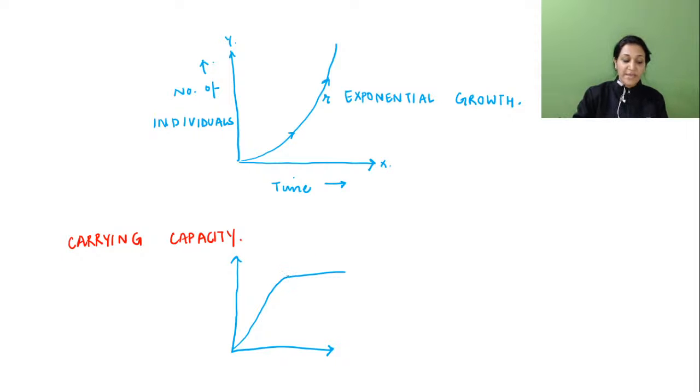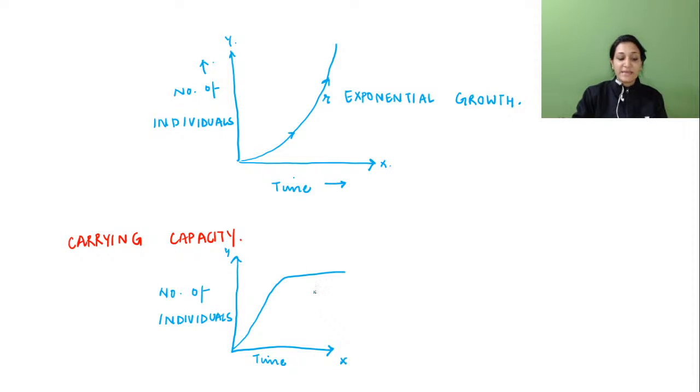Now this is the place where it is showing us that the environment has limited capacity. So on the y-axis we are going to write number of individuals, and on the x-axis we are going to write time.